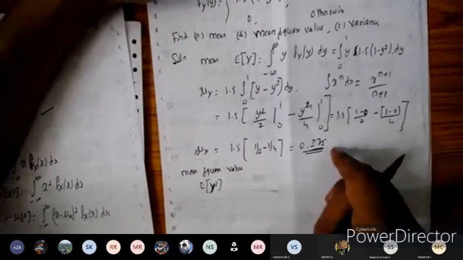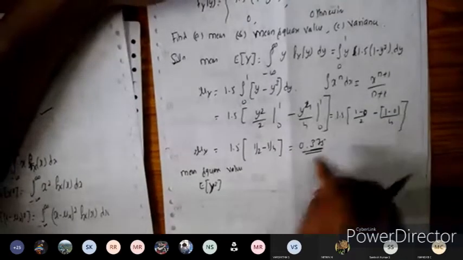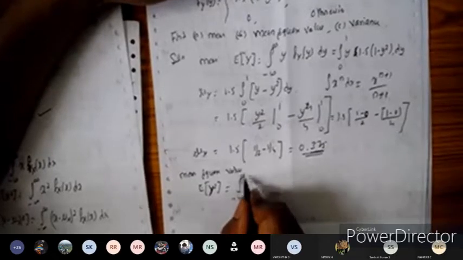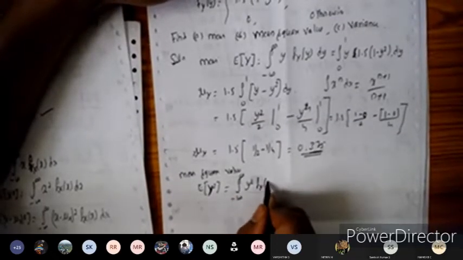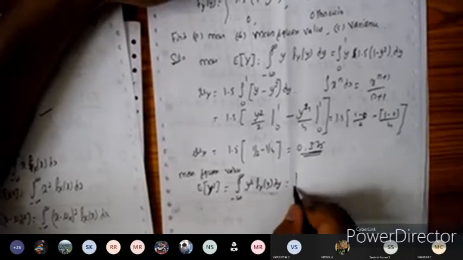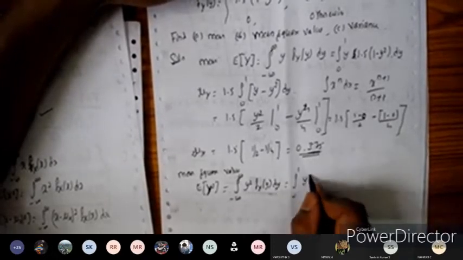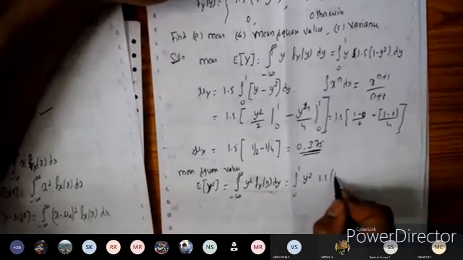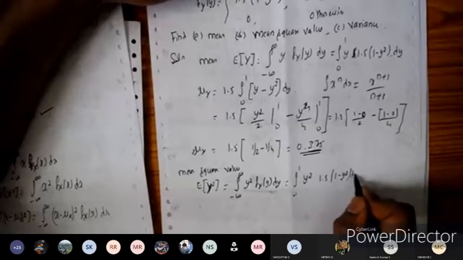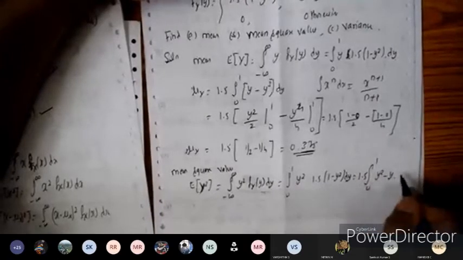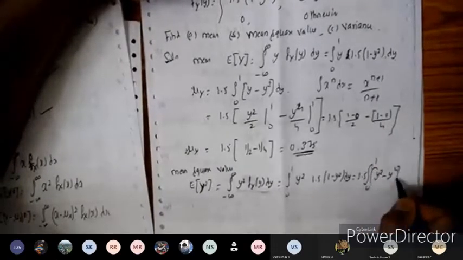So done everyone? Any doubts in finding the mean? Already we have done many problems on this one. So expected value of y squared. The generalized formula is the integral of y squared into fy of y into dy. So substitute the limits 0 to 1. It is y squared, fy of y is 1.5 into 1 minus y squared, into dy. You can take 1.5 outside the integral, 0 to 1, so it will become y squared minus y to the power of 4 into dy.